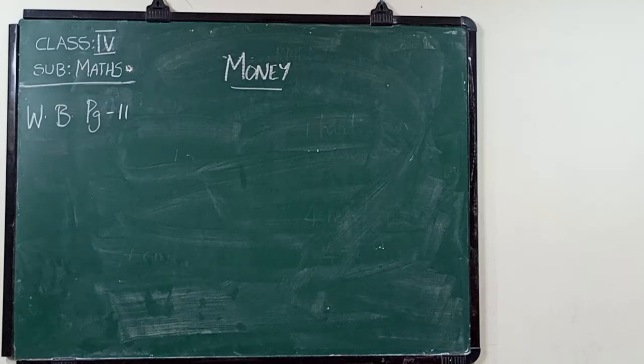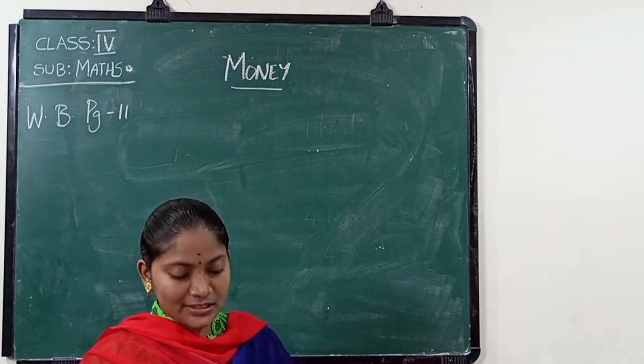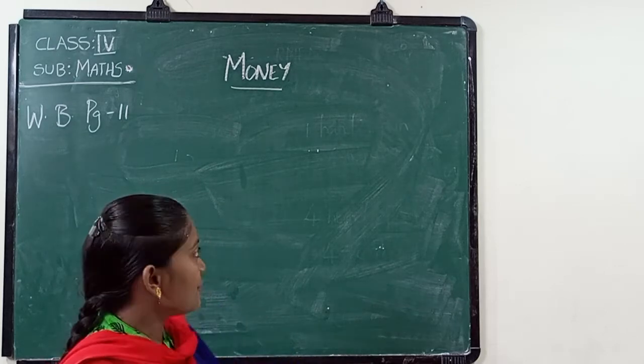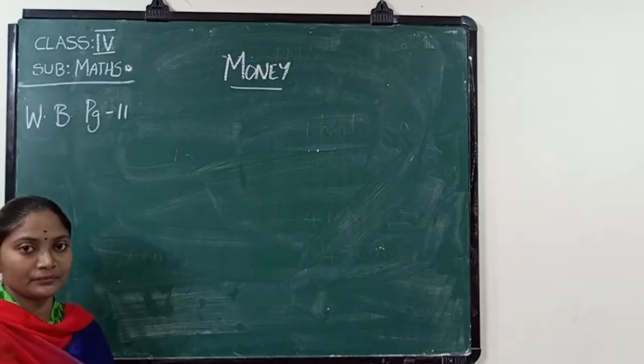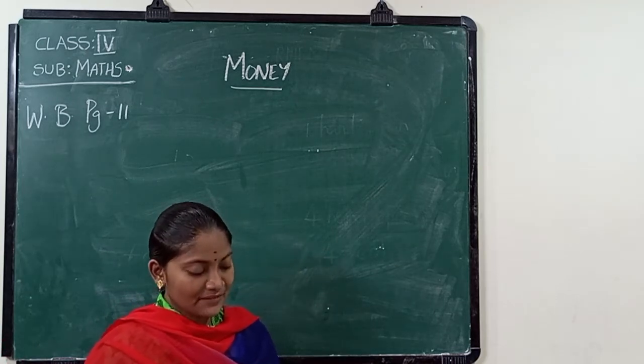Everyone, in Maths chapter Money, in yesterday's class we continued up to page 11, first two sums. Now all of you learn the next two sums on page number 11. Take out your workbook, page number 11. Now see the third sum on page 11.